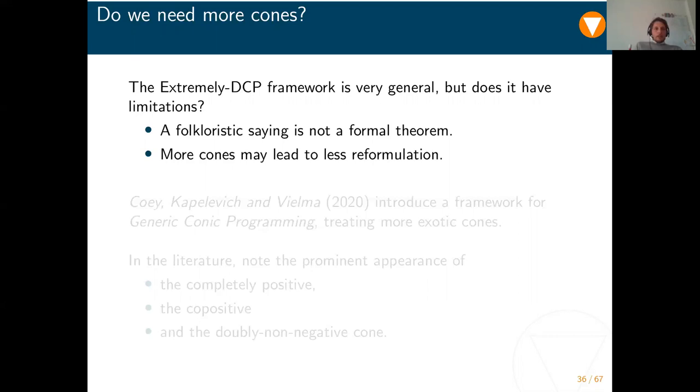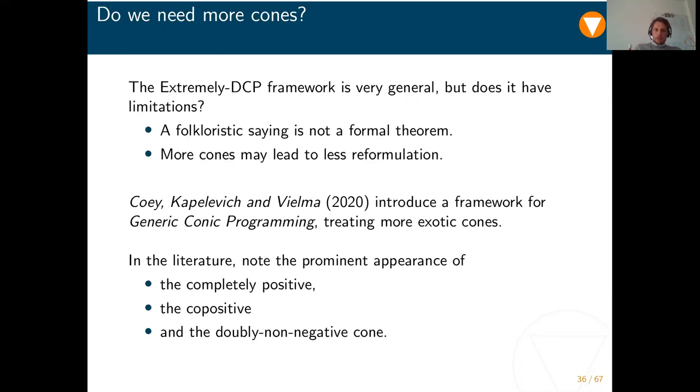A very recent paper goes into that direction, from Coey, Kapelevich, and Vielma. It's an open source software implementation called Hypatia. It's written in Julia, and it's intended to be a framework for generic conic programming. So what they do is they actually allow the user to specify completely generic cones, in some way which we will see later. So the user can specify a cone that the software maybe had never seen before, and in theory it can work to optimize over these cones. So that's one part of this other philosophy, if you wish.